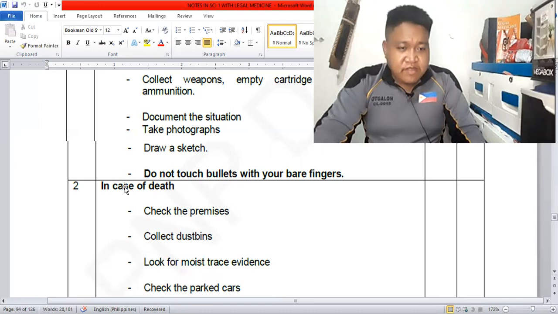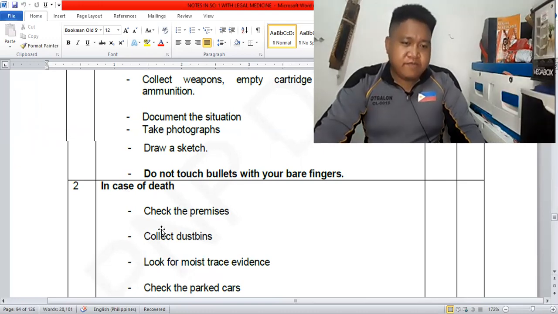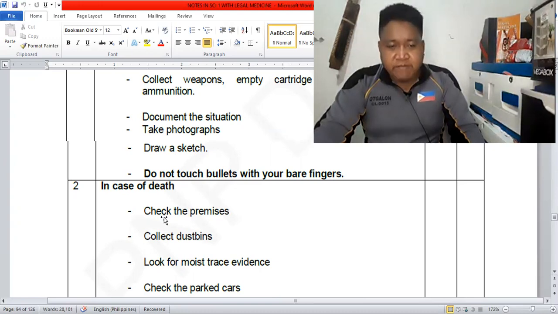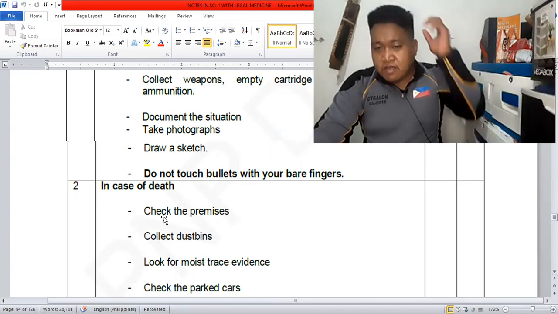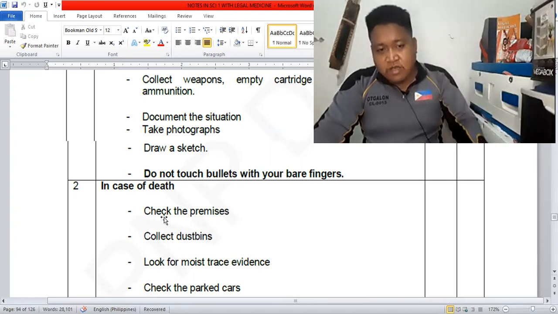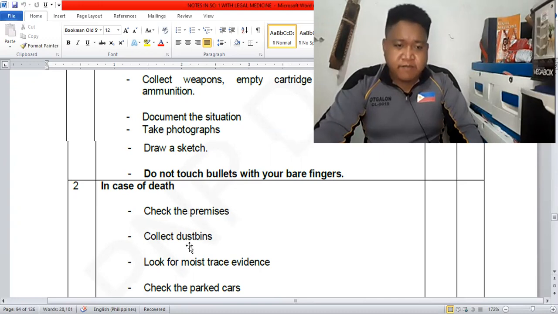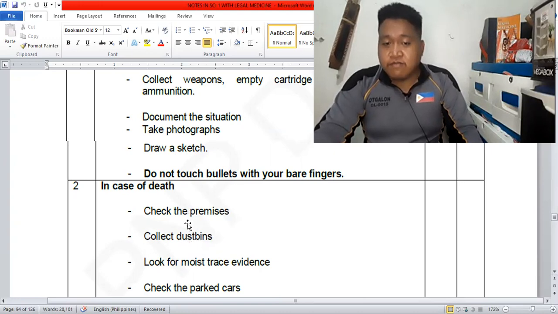Okay? So in case of death, example, yung under investigation is all about death. Then ano ang gagawin mo sa crime scene? So ang pinag-uusapan natin dito is crime scene specifically. So check the premises. You check the surroundings. Collect dustbins. Pag dustbin, yan yung trash can. You collect whatever trash can na andon. Baka merong evidence na tinapon doon.